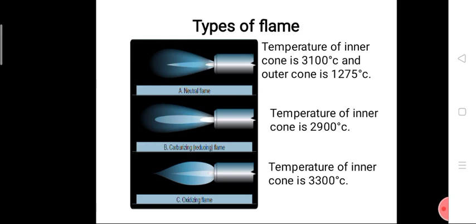When we look at the temperature of all the flames, in the neutral flame the inner cone is at 3100 degrees centigrade and the outer cone is 1275 degrees centigrade. In the carburizing flame the temperature of the inner cone is 2900 degrees centigrade, and the inner cone in the oxidizing flame is 3300 degrees centigrade.